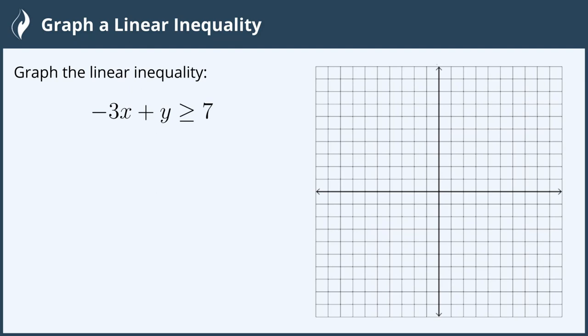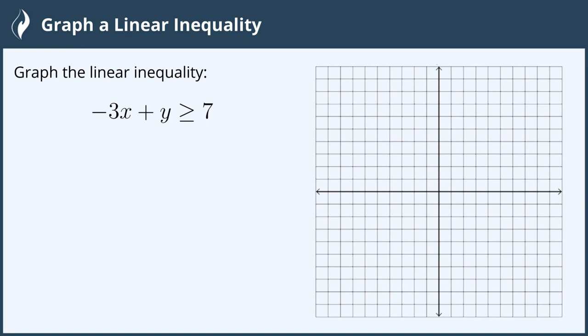Hi everyone! In this video we will graph a linear inequality. Graph the linear inequality negative 3x plus y is greater than or equal to 7. Before we get started, we need to solve this so that we know the slope and the y-intercept.